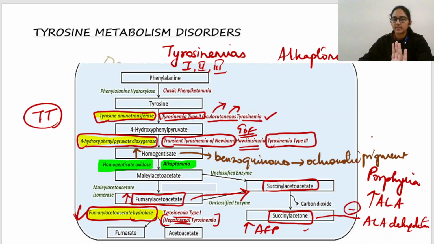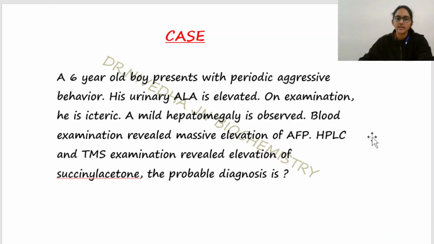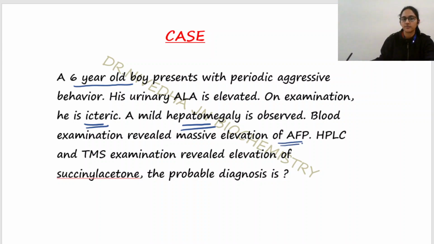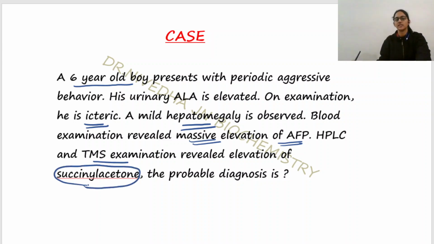Now let's learn this again with cases. Look at this first case. A 6-year-old boy presents with periodic aggressive behavior. His urinary ALA is elevated. On examination, he is jaundiced and a mild hepatomegaly is observed. There is massive elevation of alpha fetoprotein, and HPLC and TMS examination revealed elevation of succinyl acetone. What do you think the diagnosis is?